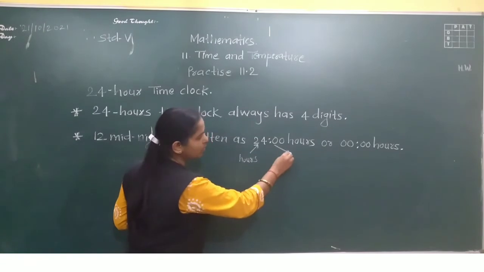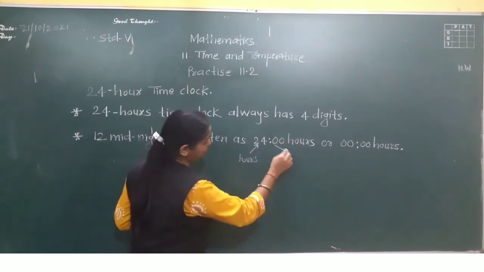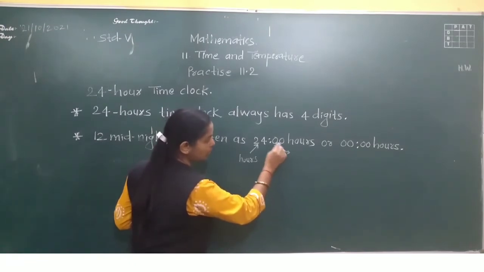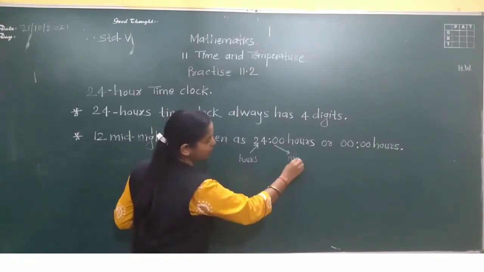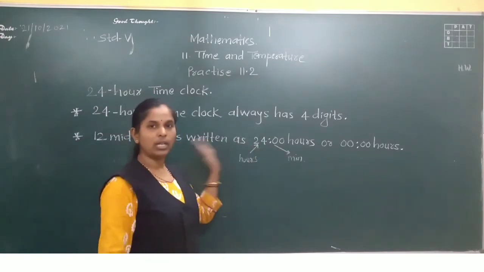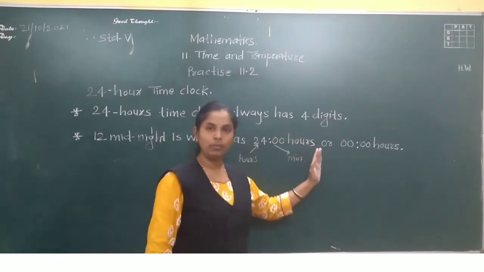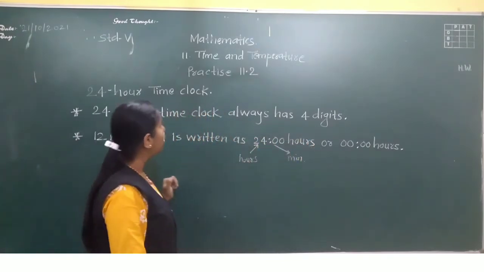And the digits to the right of the column denote the minutes. So the left side denotes hours, and the right side denotes minutes, in this way.